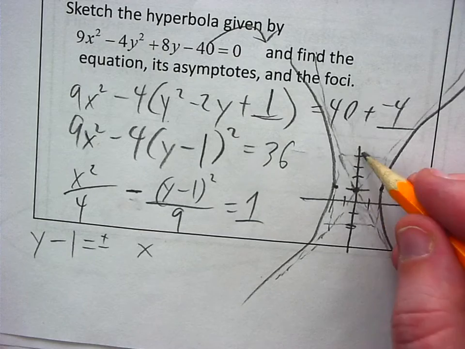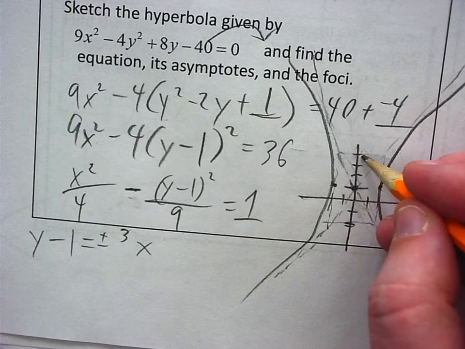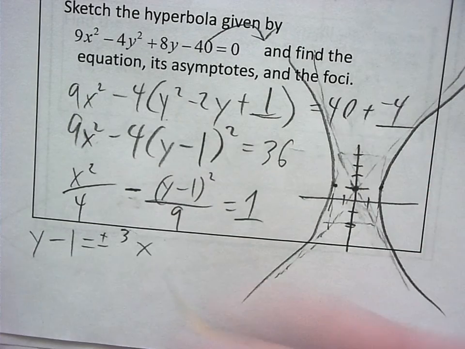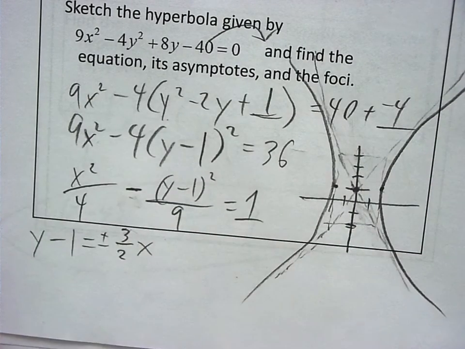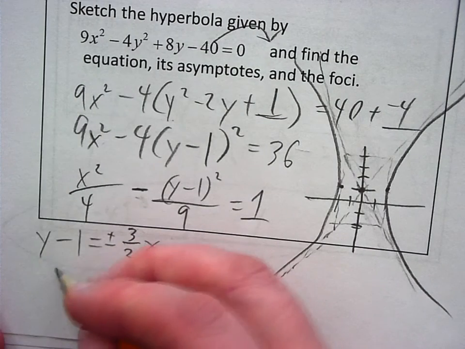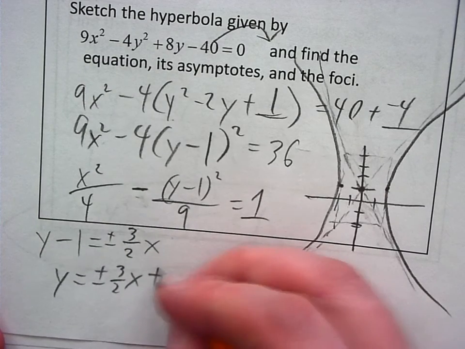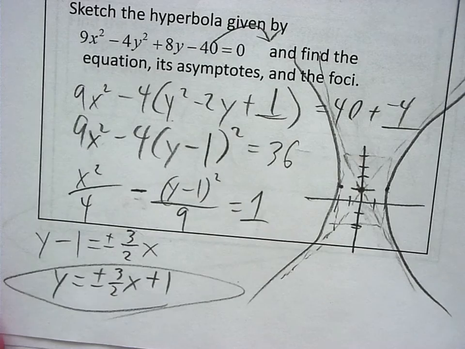From center up, 3. Now, how far do you go for those reference points? And how far do you go left and right? 2. That's your rise over your run. So then just simplify the equation. You get plus or minus, if you can, simplify the fraction, plus 1. There's your asymptotes.